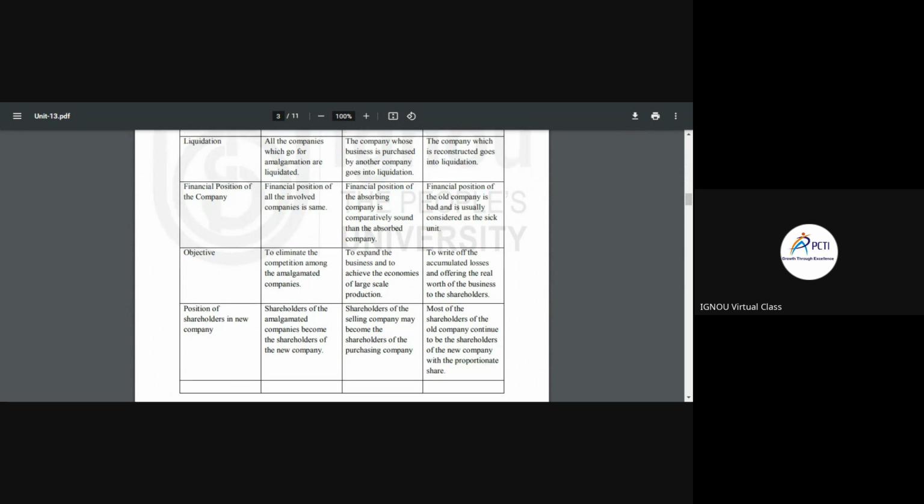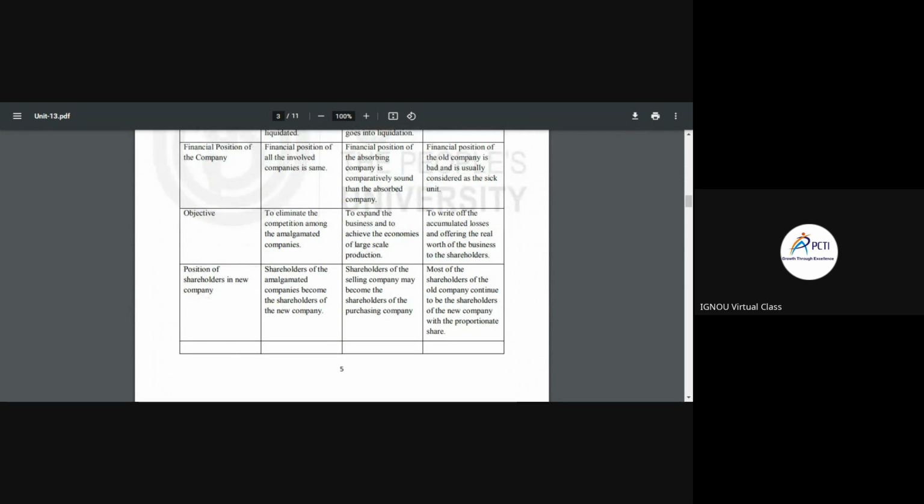Then objective, to eliminate the competition among the amalgamated companies. Next, to expand the business and to achieve the economies of large scale production. Next is to write off the accumulated losses and offering the real worth of the business to the shareholder.